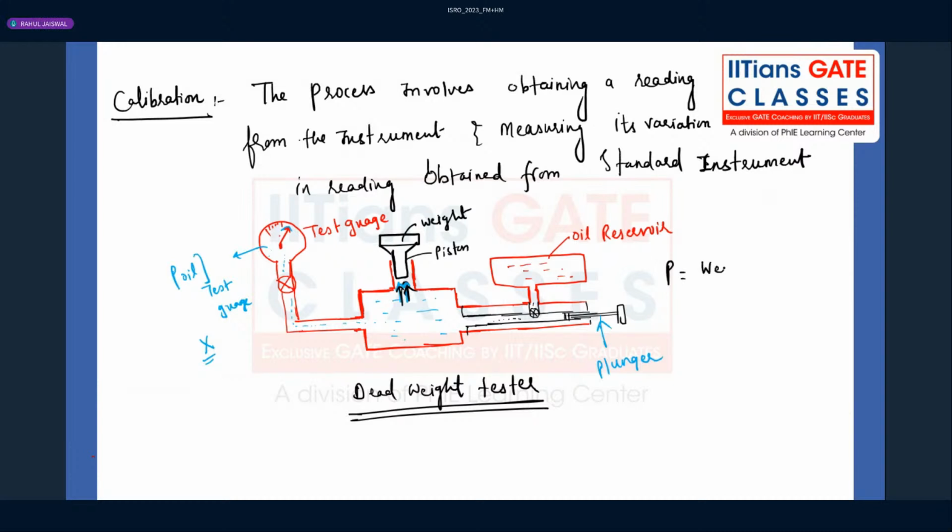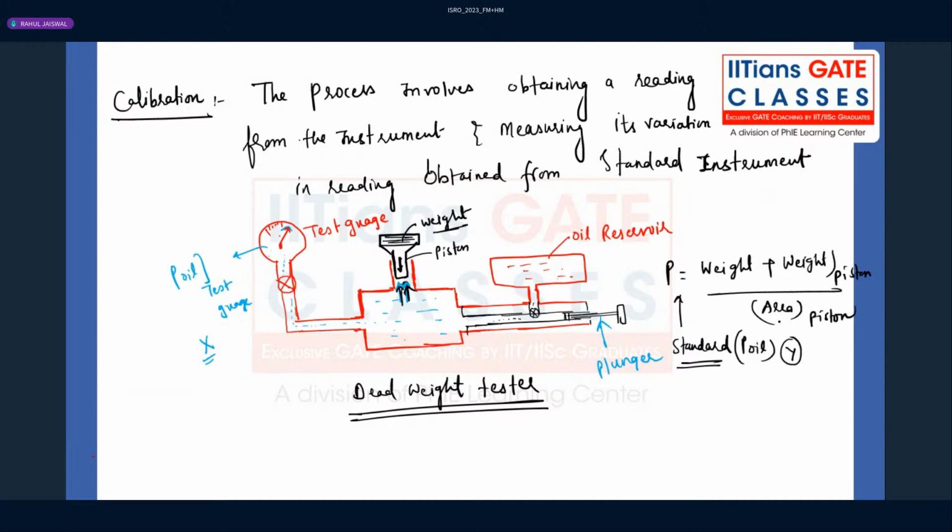That is weight plus weight of the piston, weight which I have kept, divided by the area of the piston over which it is acting. That will give you the standard reading of pressure of the oil.